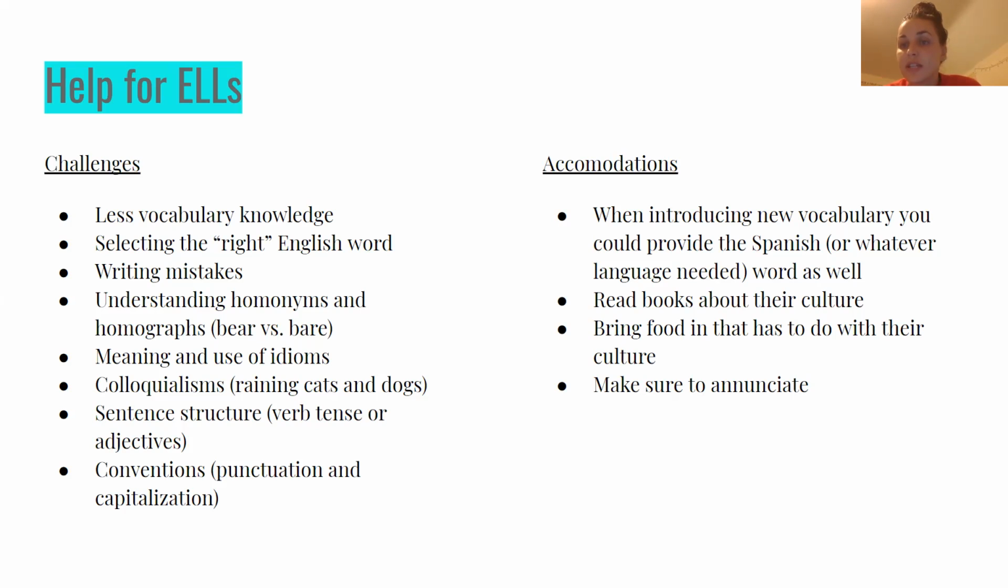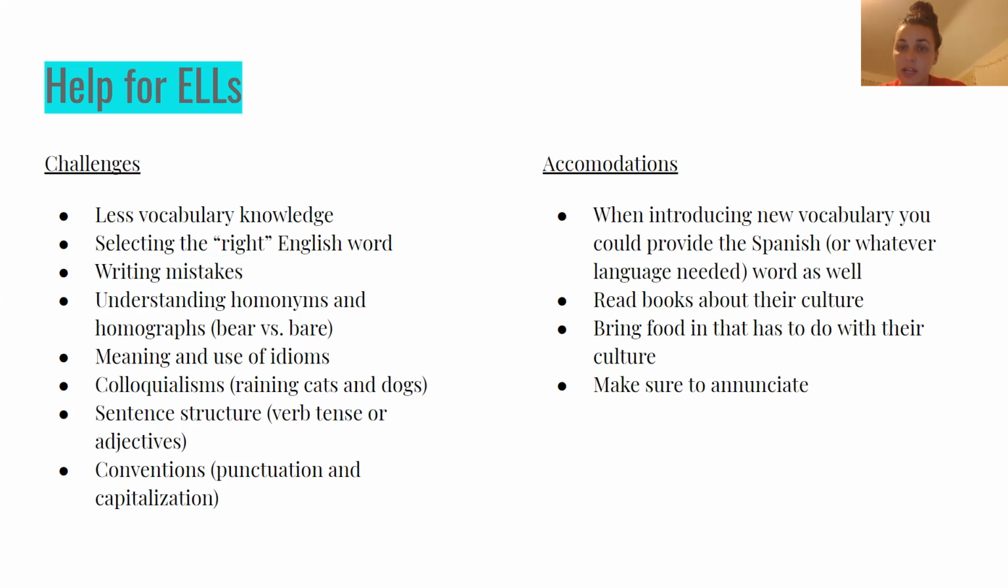They don't really understand the meaning or the use behind idioms. Phrases like raining cats and dogs might not make sense to them. Sentence structure, so the verb tense or adjectives can be mixed up sometimes. And then also conventions, so punctuation and capitalization could be hard for these students.